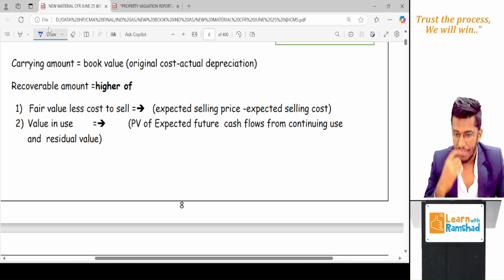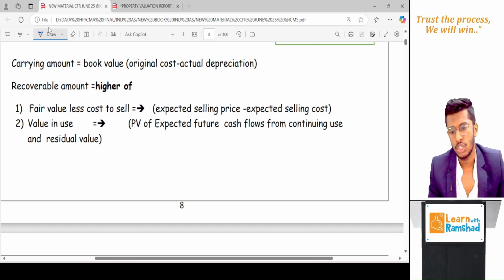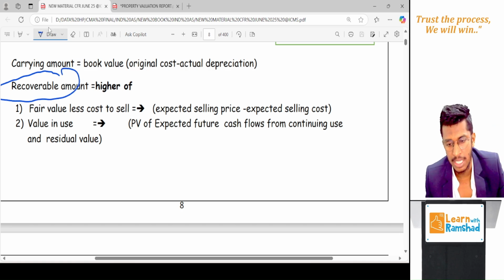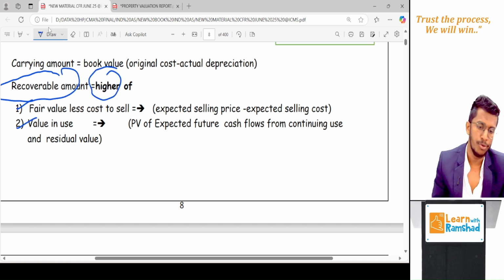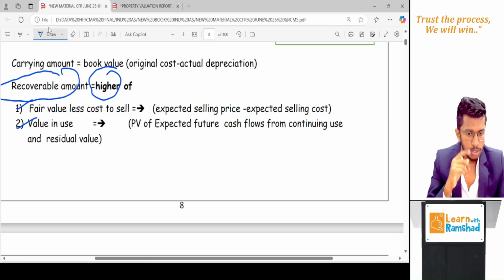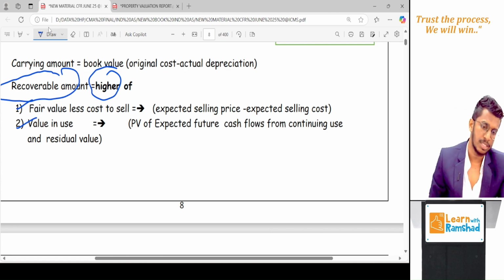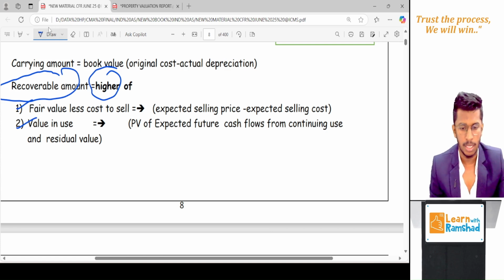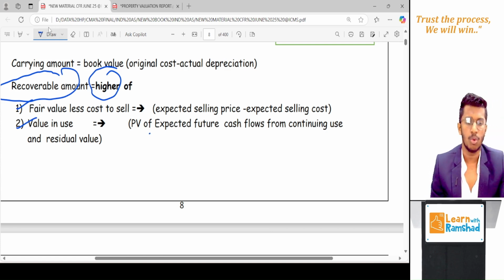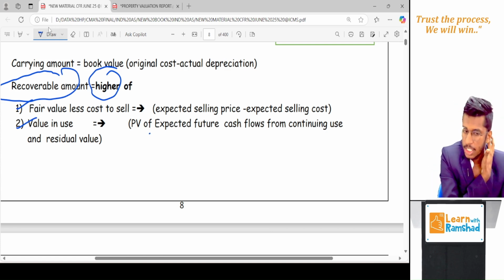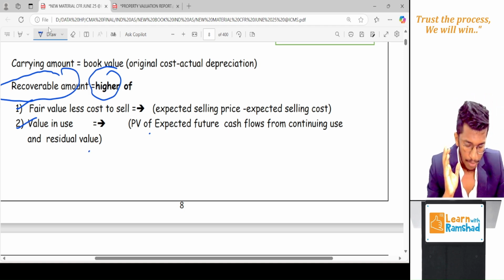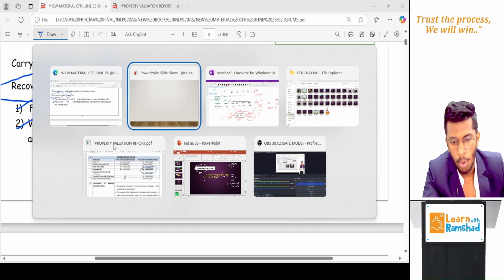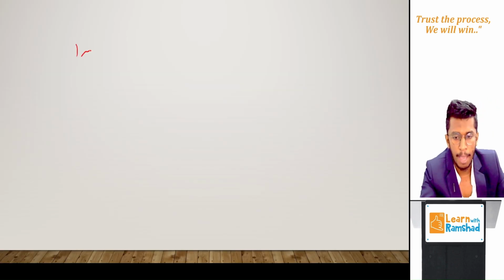And so if that is the case, in short, recoverable amount is the higher of fair value less cost to sell or value in use. So fair value less cost to sell is equal to expected selling price minus expected selling cost, and value in use is equal to present value of future cash flow from continuous use and residual value. Okay, right. So how do we calculate impairment loss?